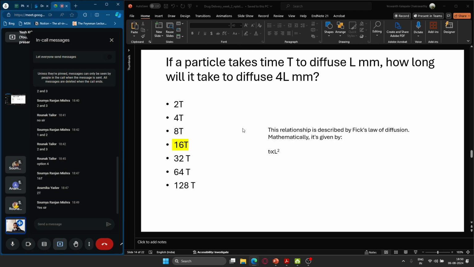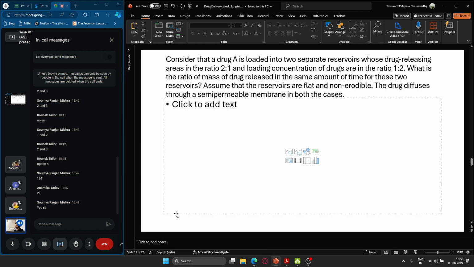Yeah. So the time it takes for a particle to travel any distance is directly proportional to the distance itself squared. So since you're increasing the distance four times, you square it and take the ratios, and you get the time it takes for the particle to travel, which will be equal to 16 times the time it took to travel L millimeters. Okay. Moving on.